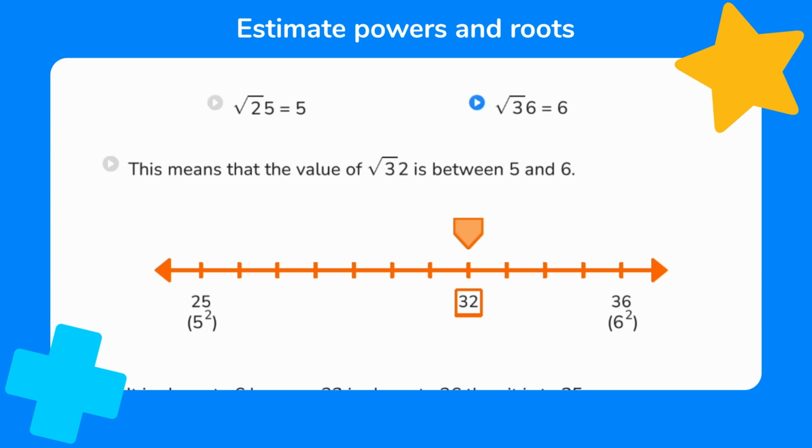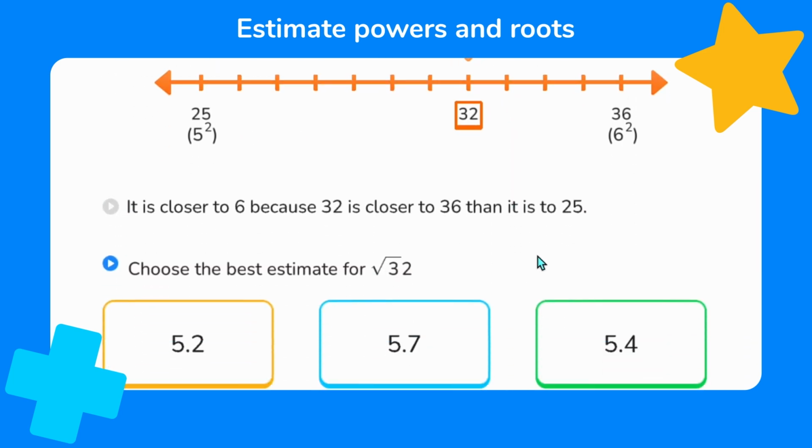The square root of 25 is 5 and the square root of 36 is 6. This means that the value of the square root of 32 is between 5 and 6. The number line gives us a representation showing us that 32 is closer to 36 than it is to 25. So the square root of 32 must be closer to 6 than it is to 5.